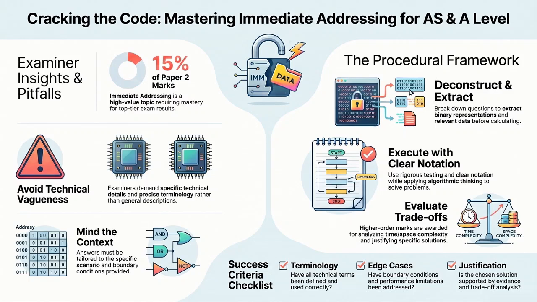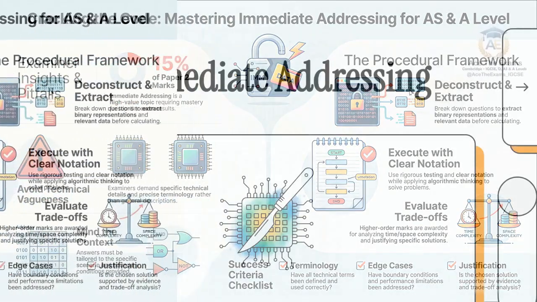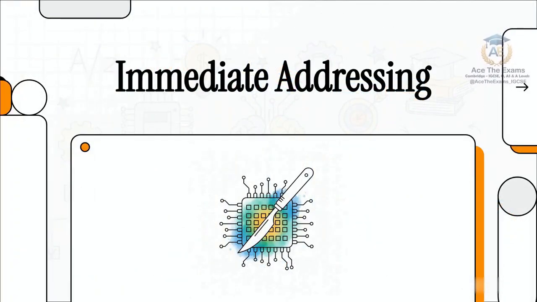Welcome to the Explainer. Today we are putting on our scrubs, so to speak, and dissecting the Cambridge Computer Science AS and A-level syllabus. We are going to be zeroing in on immediate addressing, specifically within Subject Code 9618, and we're going to do it with absolute surgical precision. Look, we aren't just here to recite facts at you. We are going to completely break down exactly how examiners want you to think, how they want you to structure your thoughts, and how you need to deliver your answers to get maximum points.